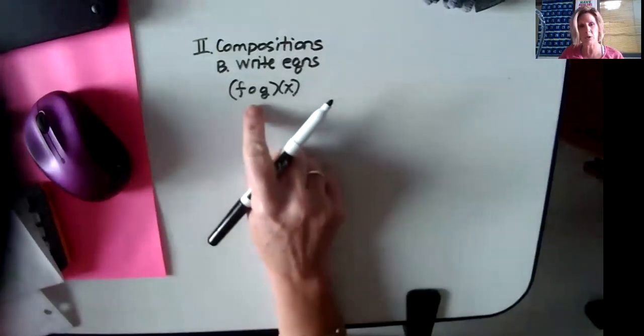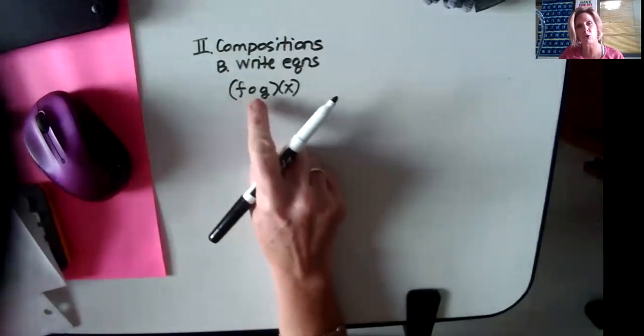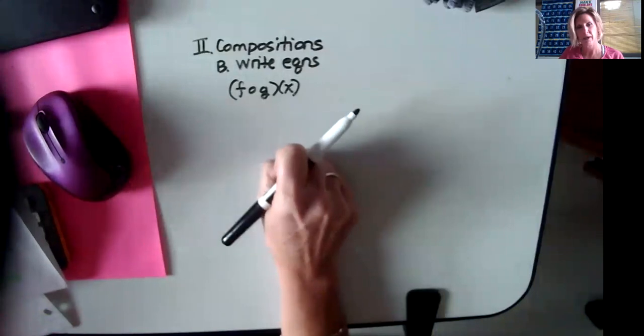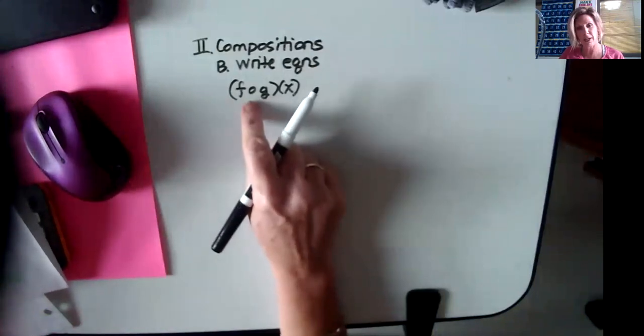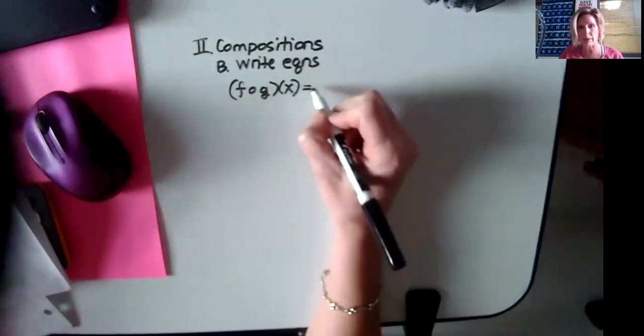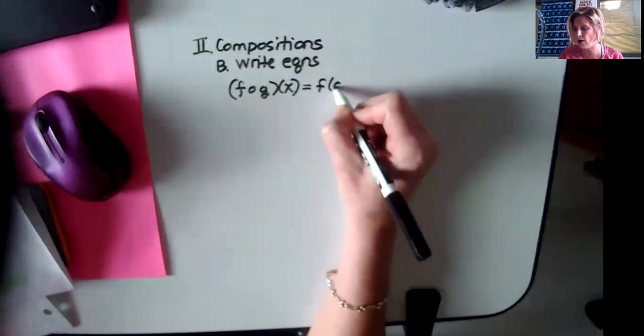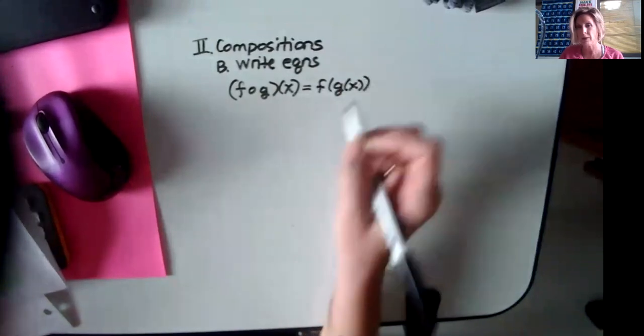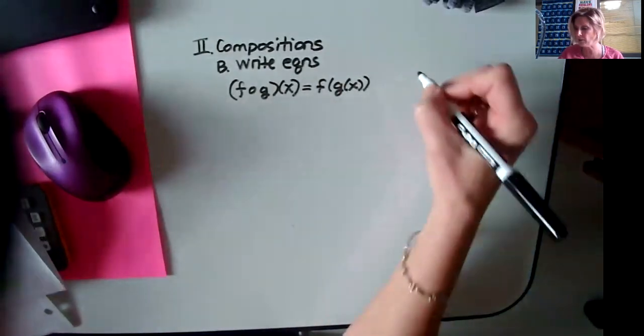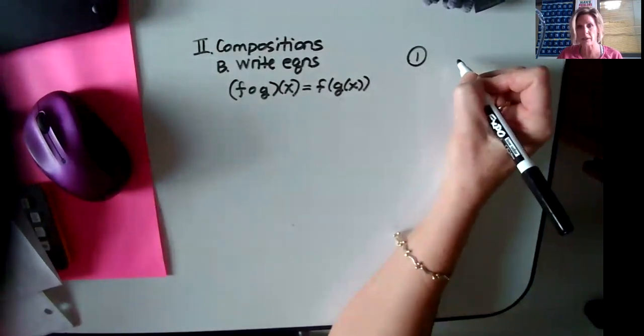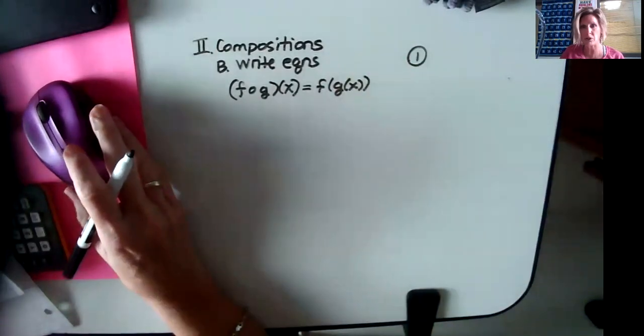So if you see this notation, you say F circle G of X. This is not my favorite notation, but sometimes it's necessary, especially when you get into some upper level stuff in calculus. But this just simply means write the equation for F of G of X. Now I'm going to ask you to show 3 steps. So I'm going to say, show the interior function.